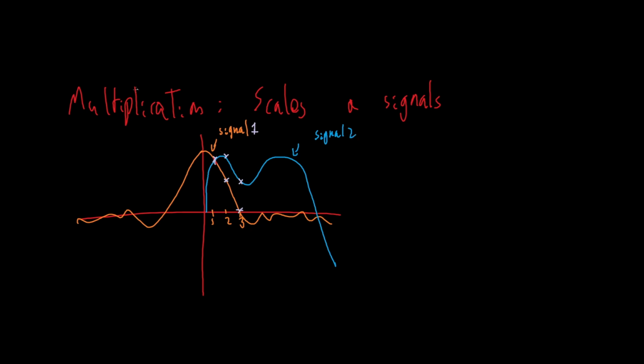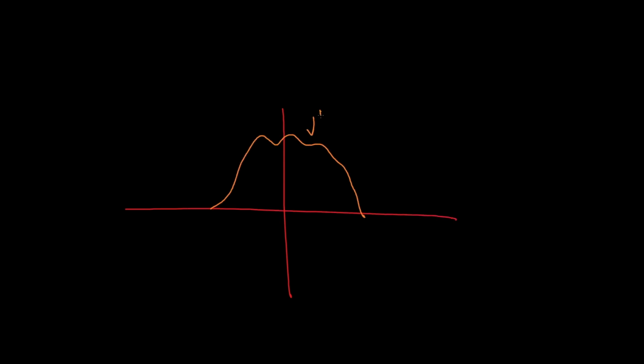However, with convolution, the difference is, instead of just scaling two signals together, you're actually shifting one in time. So imagine this is signal 1, and we have signal 2. Signal 2 is actually moving. Signal 2 actually moves this way.